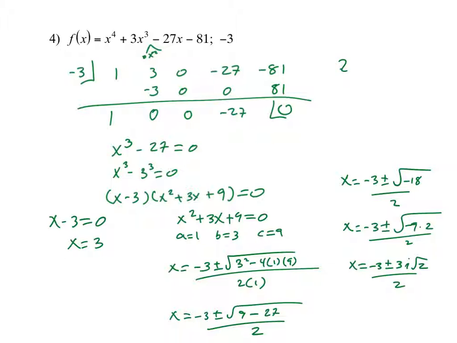So here my zeros have to be 4 of them, right? Because my exponent is 4. So that means that my zeros are negative 3, positive 3, and negative 3 plus or minus 3i square root of 2 divided by 2. Remember that this fraction is actually two zeros, because I have the negative 3 plus 3i square root of 2 divided by 2, and I also have the negative 3 minus 3i square root of 2 divided by 2.